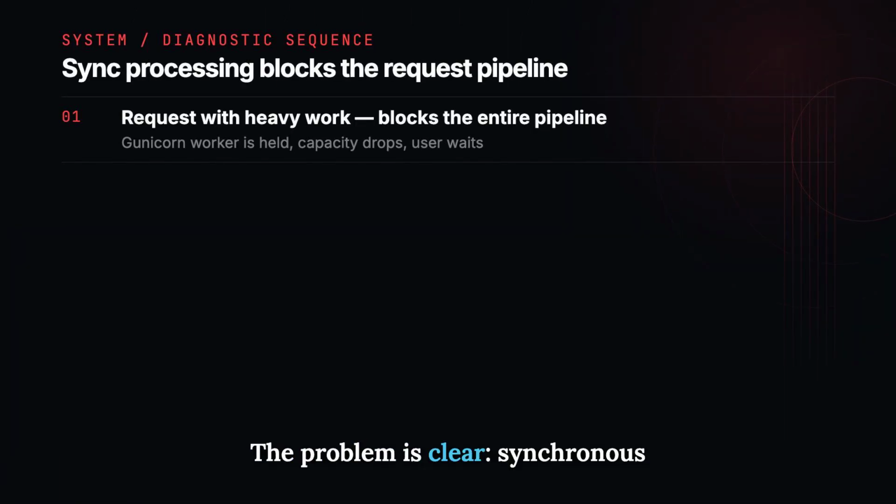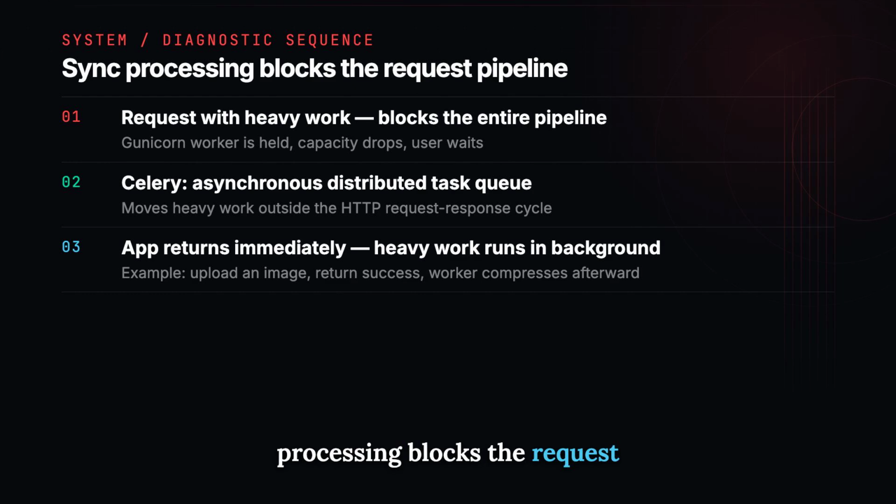The problem is clear: synchronous processing blocks the request pipeline. When Unicorn receives a request with heavy work, the worker is held, capacity drops, and the user waits. Celery moves that heavy work outside the normal HTTP request-response cycle and processes it in the background. The application returns immediately while the heavy work runs on a separate worker.